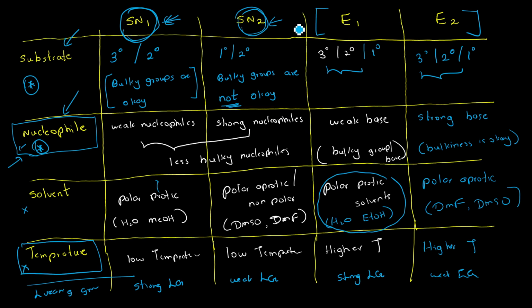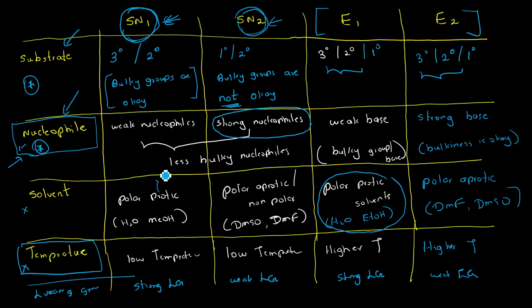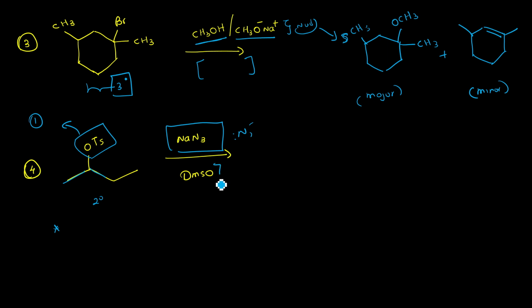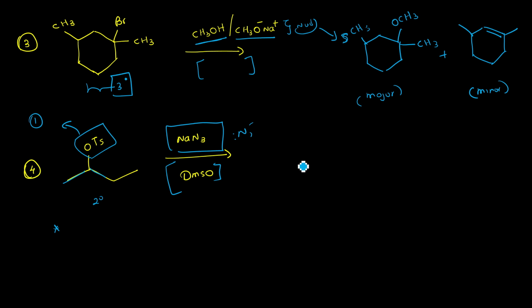So let's move on with substitution. But we have a problem, right? We have a good leaving group. Yes, we have a good leaving group here, but we have a secondary structure. To help with that, we can take our solvent for help. You can see our solvent is DMSO. DMSO is a polar aprotic solvent. Here it favors SN2. So in this case, I will go with the SN2 mechanism as the major product.